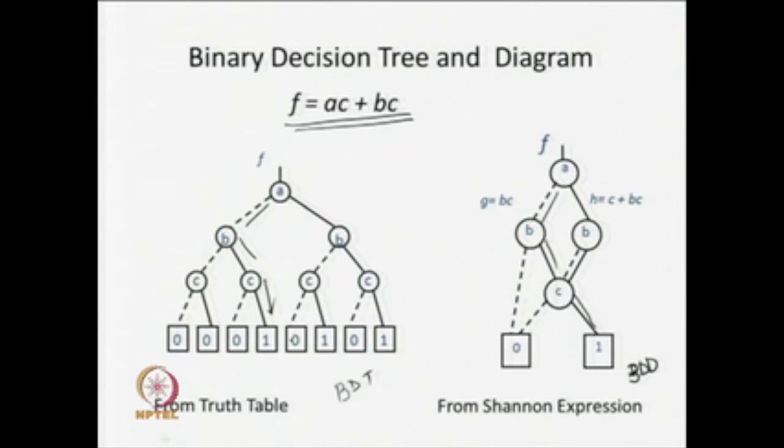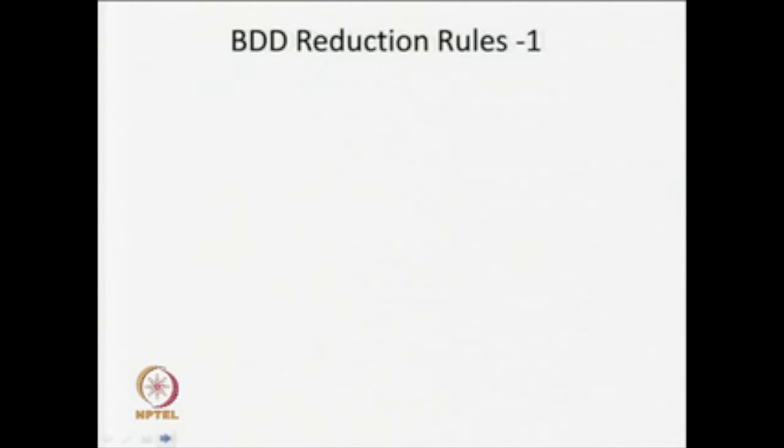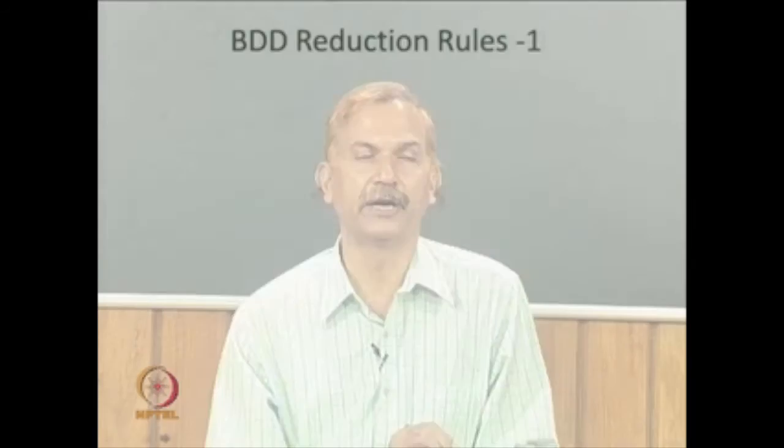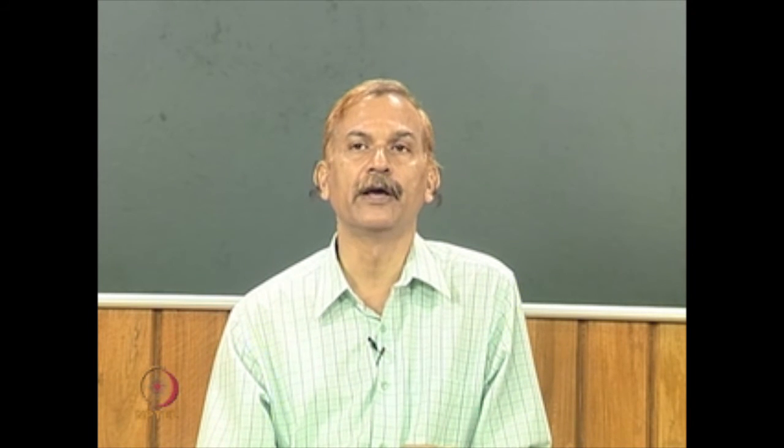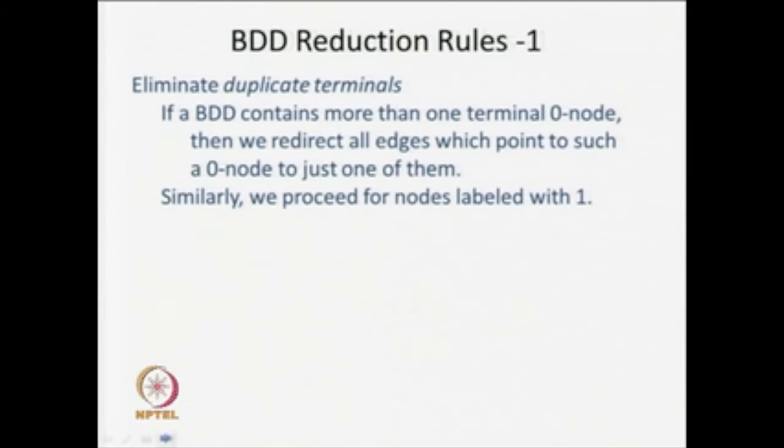So, can we achieve this BDD from this BDT? It may be possible. Just see what we are going to do. We can use some reduction rules, and with the help of these reduction rules, we can try to reduce our BDT. So, what are those reduction rules? The first reduction rule is to eliminate duplicate terminals. If we have duplicate terminal nodes, we can eliminate them.